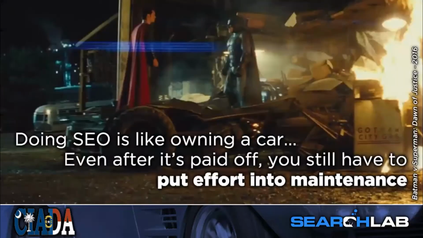Another way to look at it, doing SEO is kind of like owning a car. Even after you completely pay the car off, it's not like the car is free. You still have to put gas into it. You still have to get oil changes. You still got to change tires. You still have to continually put effort into that machine to keep it running.